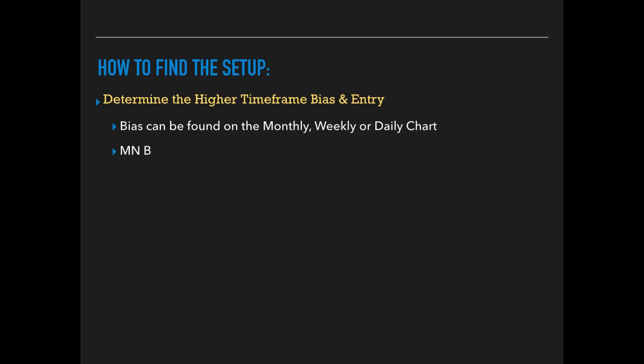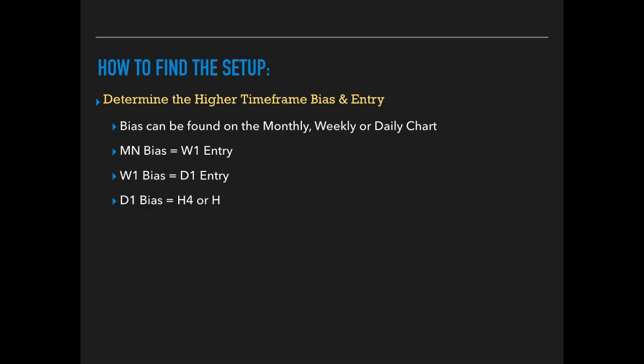If you're looking on the monthly for your bias, generally you're going to be looking for your entry on the weekly, and this is where you're going to be holding your trades for a very long time, maybe weeks or months at a time for them to play out. So this would be long-term trading. On the weekly, if you're looking for your bias, then your entry is going to be mainly on the daily chart, and this would be shorter long-term trading periods or swing trades, right?